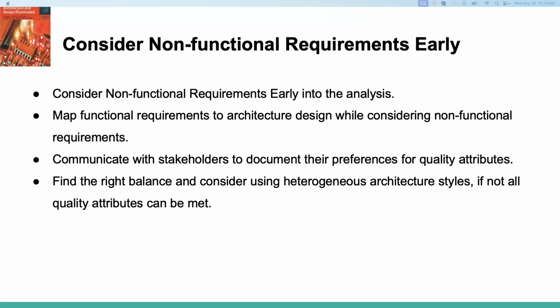Finding the right balance among these requirements might mean using heterogeneous architecture styles. If not all quality attributes can mate with a single style, mix it up. Use different styles in different parts of the system to achieve the best overall outcome. It's all about crafting a well rounded, effective solution that ticks all the boxes.